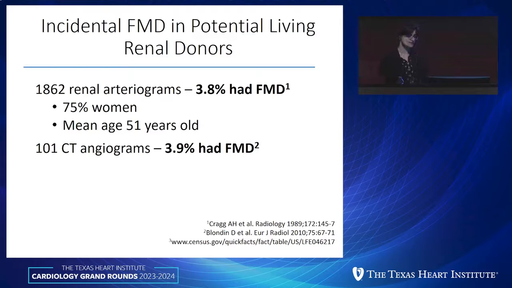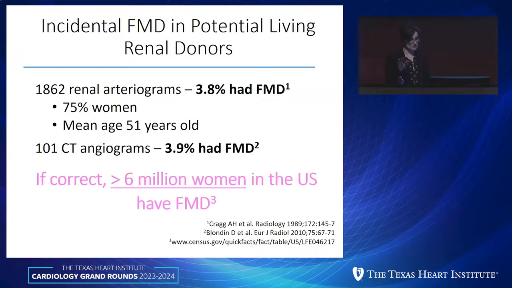There's several studies looking at patients who underwent screening to be a renal donor, finding incidental FMD in up to almost 4% of those patients, either by renal angiogram or CTA. So if you put that to the US population, that means that over 6 million women in the US probably have FMD using these numbers.